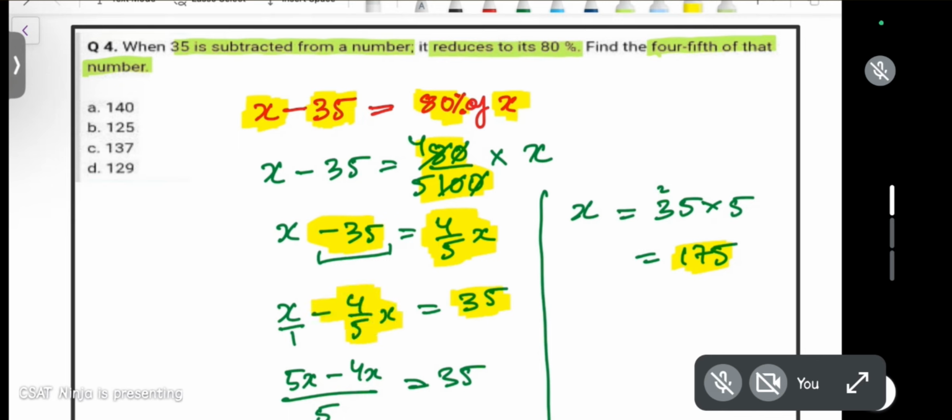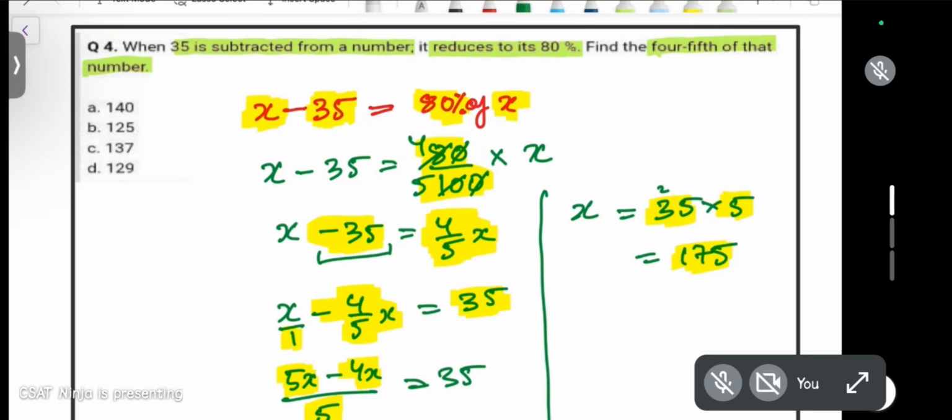And the next thing is I'm finding the LCM of 1 and 5. LCM of 1 and 5 is 5, and 1 times how much is the LCM? 1 times 5, so 5 into x is 5x, and 5 times how much is the LCM? 1, so 1 into 4x is 4x. So if I transfer this 5 to the other side, I'll get this one. So multiplication of these two, I'm getting this.